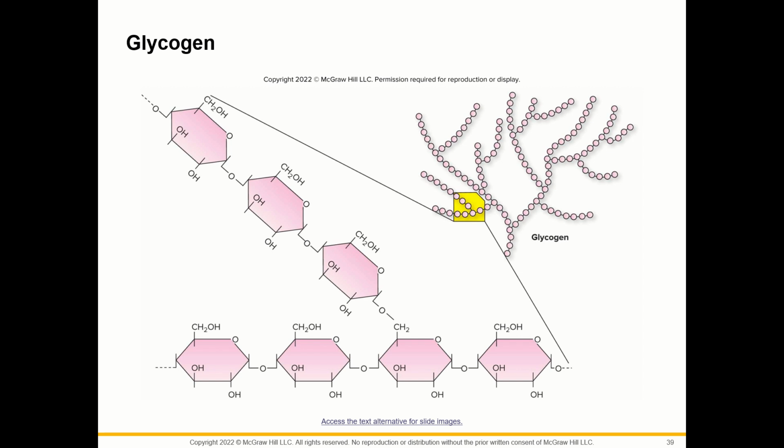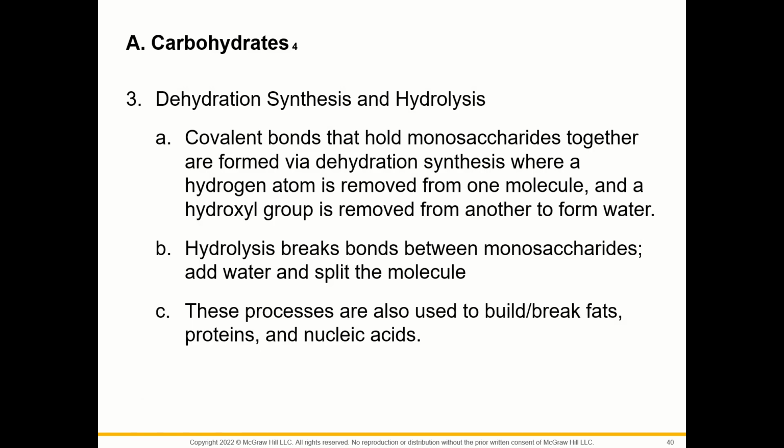So this gives the body of both the plants and animals a challenge. The plant has to break down its starch itself to use it for energy, and the animal has to break down glycogen to use it for energy. And so this is done through dehydration synthesis and hydrolysis.